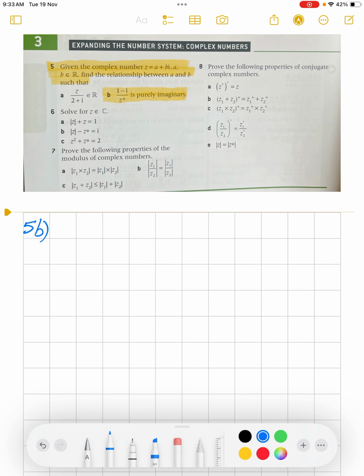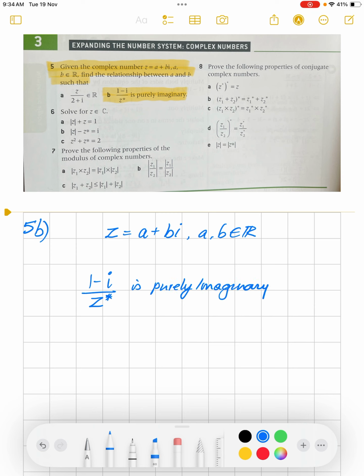This question says, given the complex number z equals a plus bi, where a and b are both elements of the real numbers, find the relationship between a and b such that 1 minus i over the conjugate of z is purely imaginary. Purely imaginary means there is no real component. There is only an imaginary component.